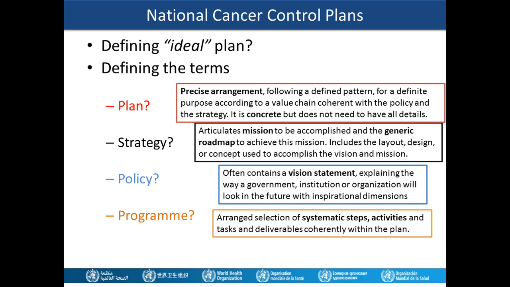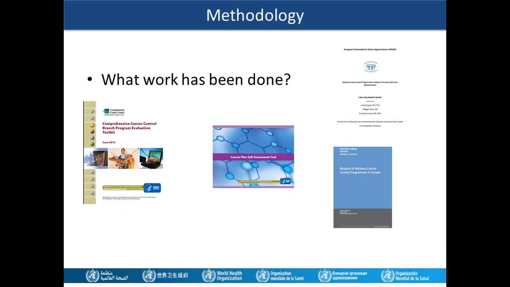We see that countries develop plans, strategies, policies, and programs. But what really is it that a country needs, and how can we help them implement it? There are some groups that have done this work before. As you can see in this slide, the CDC, UICC, NCI, WHO, IEA, and IARC have all produced some background documents on what a plan is supposed to entail, but not to the extent that it will help a country draft the plan and then operationalize it.